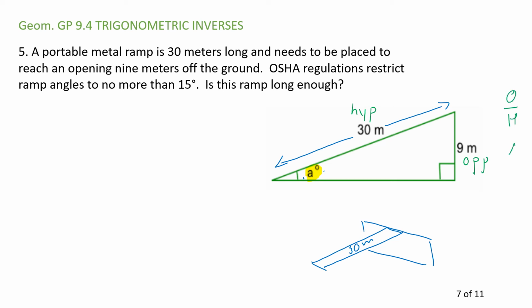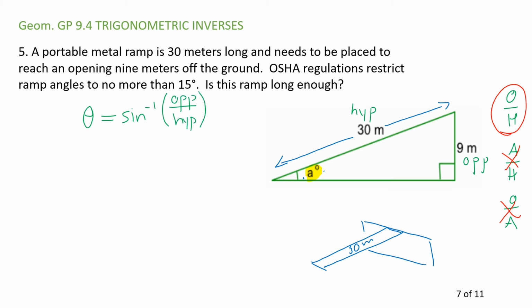Oscar had a heap of apples. Don't want the adjacent, so it's got to be the cosine. The sine. So, sine, but I'm looking for an angle, so it's the inverse of the sine. The sine is equal to opposite over hypotenuse. So to find the measure of the angle, you say inverse sine of opposite over hypotenuse. That's the answer. Put that in your calculator.